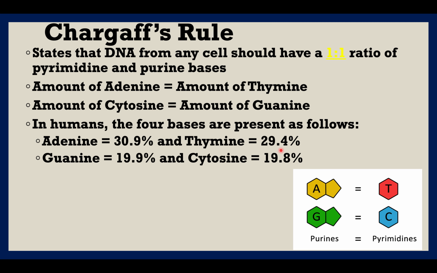And then guanine, 19.9%, and cytosine, 19.8%. So basically 20% and 20%, guanine and cytosine. 30% and 30%, thymine and adenine. And if you add all of these together, you get 100%.